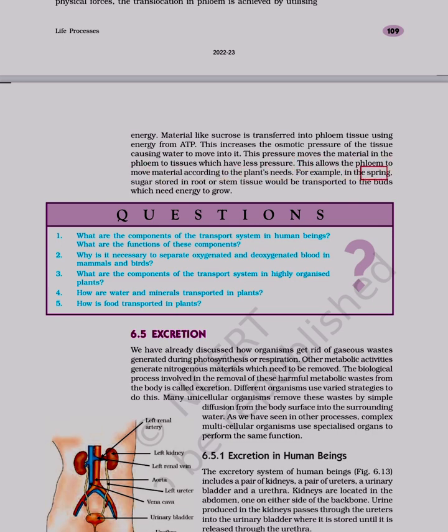For example, in the spring, sugar stored in root or stem tissue would be transported to the buds which need energy to grow. Questions. 1. What are the components of the transport system in human beings? What are the functions of these components?